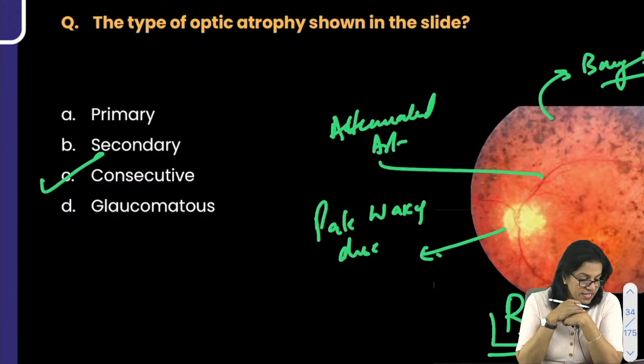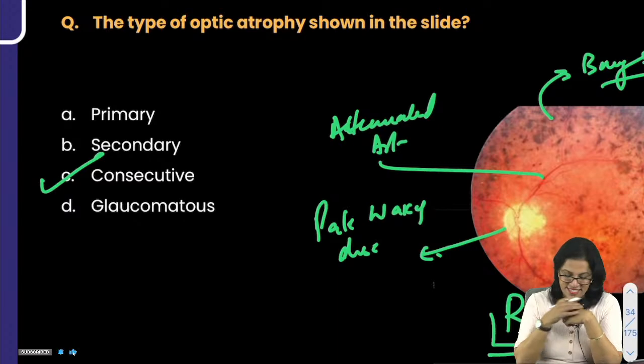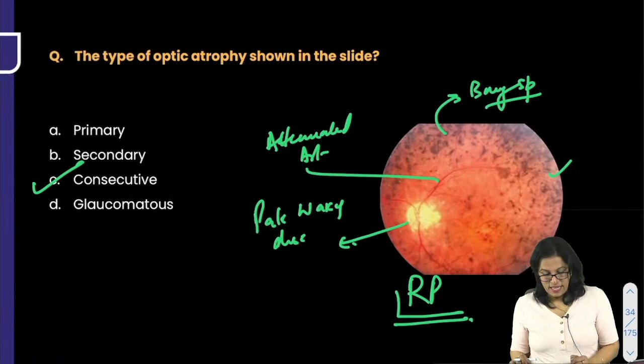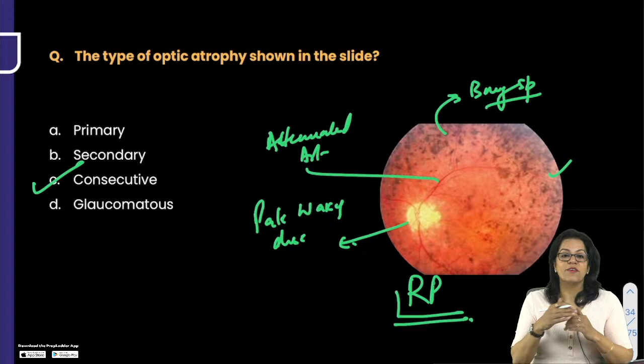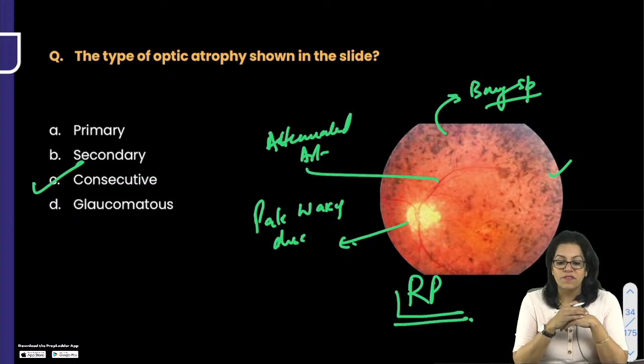For what are we answering infective endocarditis? This is retinitis pigmentosa. Okay, yes, many of you have answered correctly. So you all remember your types of optic atrophy here. Let's start with a little bit of neuro-ophthalmology towards that.